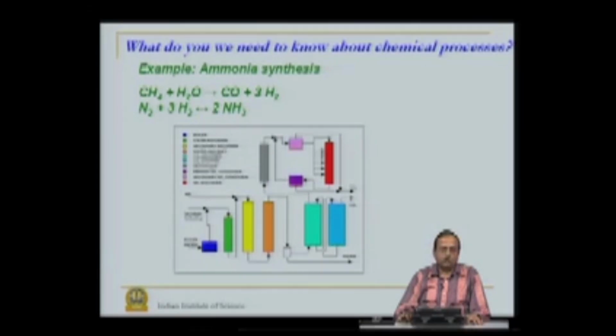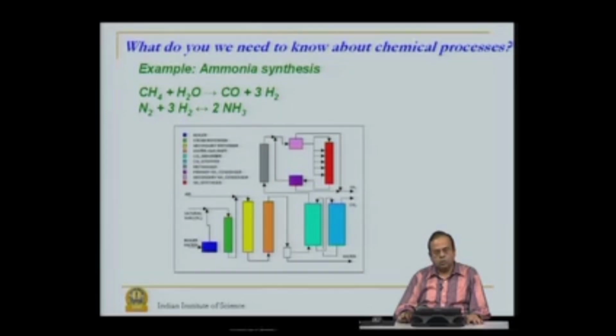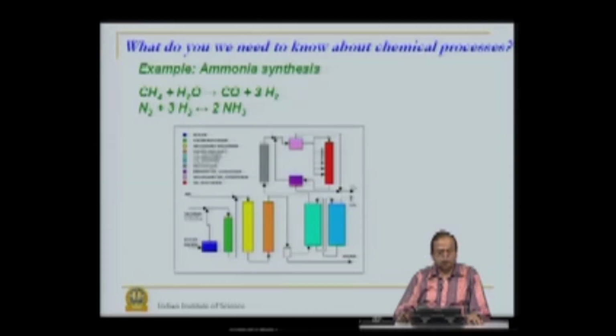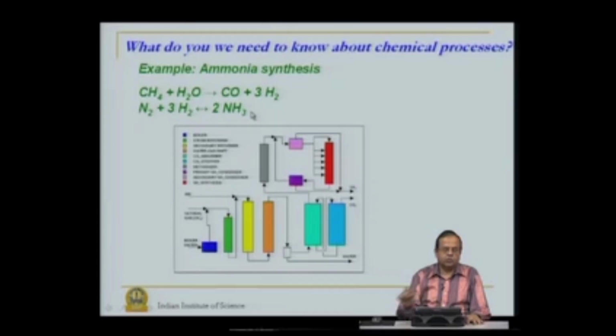So, we have 1 mole of nitrogen, 3 moles of hydrogen giving rise to 2 moles of ammonia. Now, in the classroom, when you deal with your design problems, you may actually just design the reactor for ammonia synthesis, saying that I will focus on nitrogen and hydrogen as my input material, ammonia as my output material.